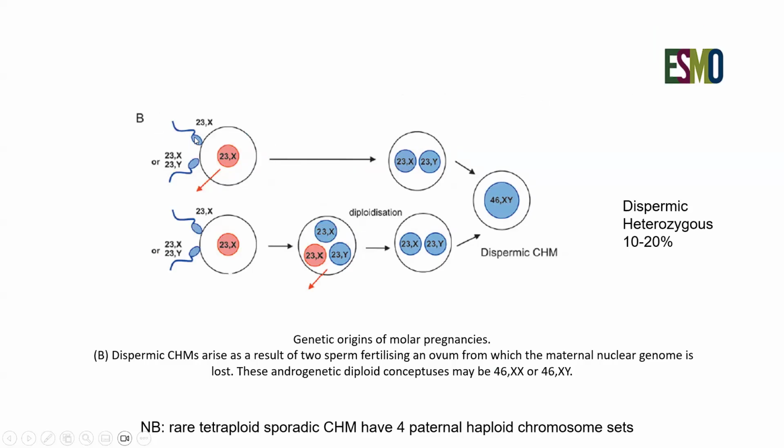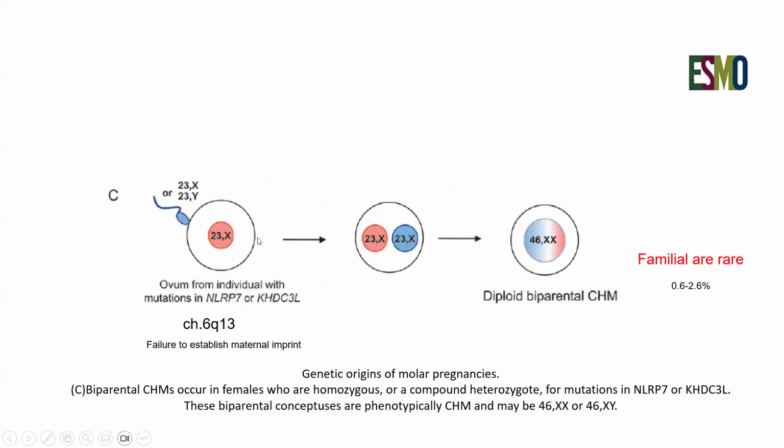The other scenario is that we have two sperms that have fertilized an ovum that is devoid of maternal DNA, lost before or lost after, to give us a dispermic mole, but this time it is heterozygous because it comes from two different sperms, okay? And the last scenario that we have said is when we have a single sperm and a single ovum, they are both existent. So this is a diploid, and it's biparental because it comes from both parents. Actually, this is extremely rare.